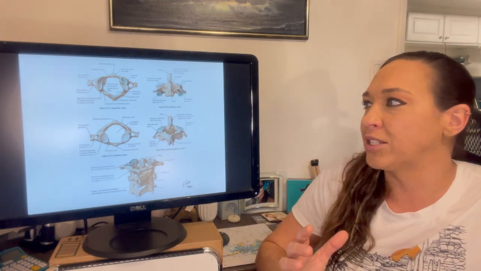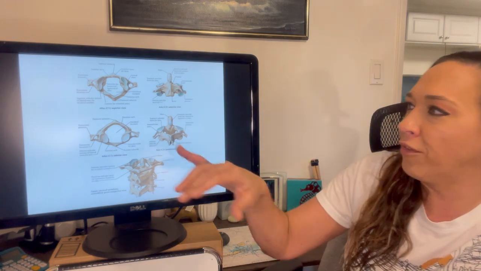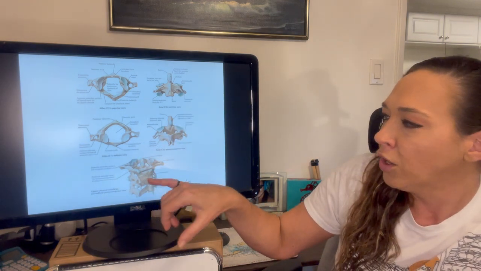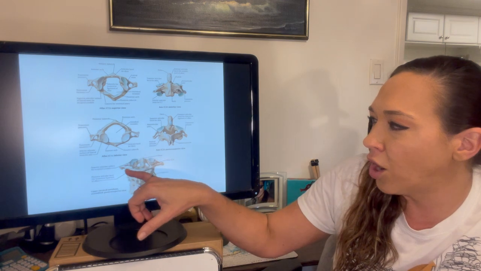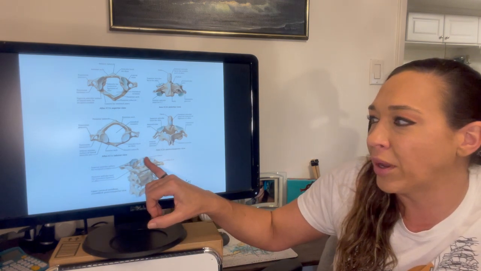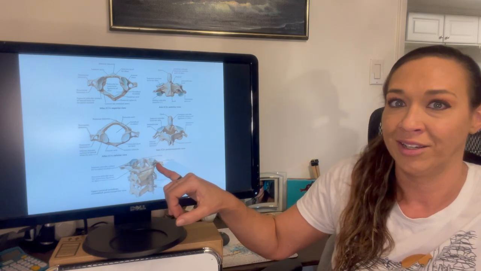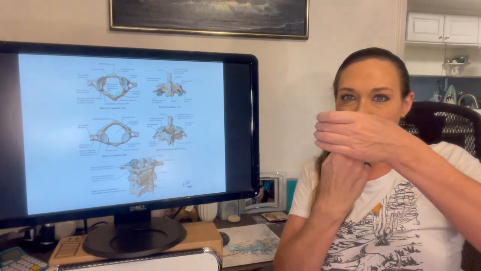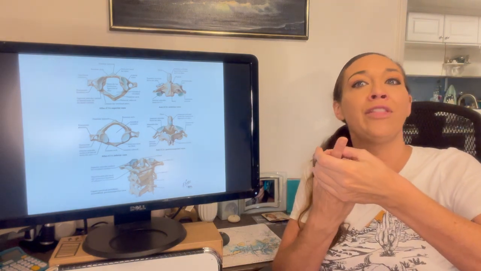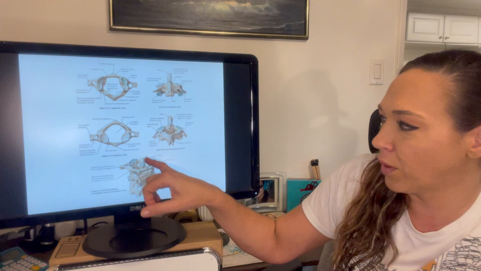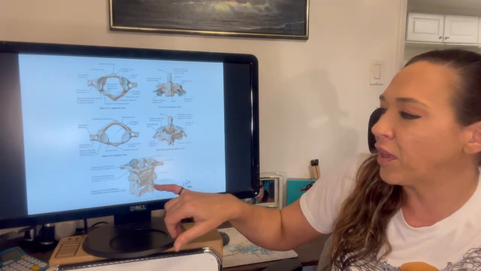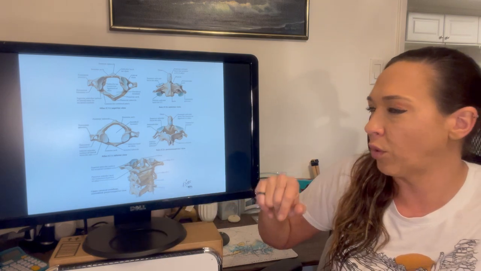Now, here is a great multiple view of your atlas and your axis and the difference in how they sit. Okay, so this is your atlas sitting on top. You've got your axis just below it with that dens coming up through the atlas. You can think of your dens as going from your axis through the foramen of the atlas, okay? And that's what you can see right here. So the two of them together are going to help with these rotations. And then just below that, you've got your normal C3, C4.